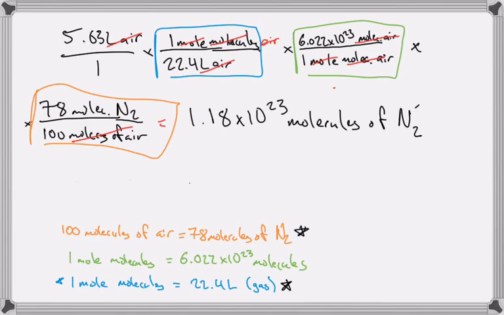N2, or nitrogen. So we could also say that in Sia's breath, at standard temperature and pressure, 5.63 liters of air is equal to 1.18 times 10 to the 23rd molecules of N2.